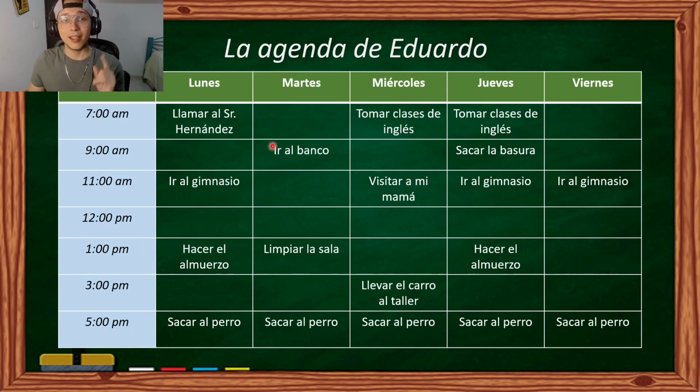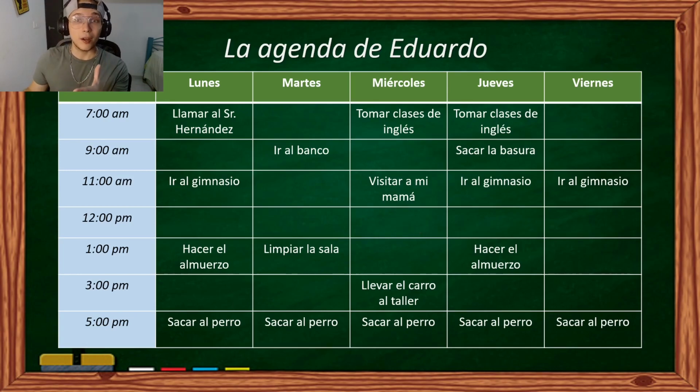I could say, el martes, on Tuesday, tengo que ir al banco a las 9. I have to go to the bank at 9. Tengo que limpiar la sala a la 1. I have to clean the living room at 1. Tengo que sacar al perro a las 5. And I have to take out the dog at 5. And so on and so on.